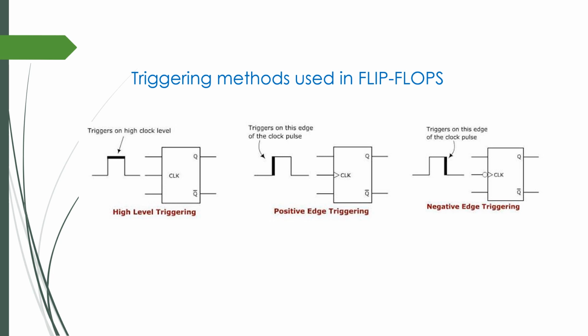There are different triggering methods used in flip-flops: high level triggering, positive edge triggering and negative edge triggering. In high level triggered flip-flops, the output changes its state when clock is high. In the positive edge trigger type of flip-flop, the output changes at the rising edge of the clock signal, that means when clock changes from 0 to 1. In the negative edge trigger type of flip-flop, the output changes at the falling edge of the clock signal, or when it changes from 1 to 0.